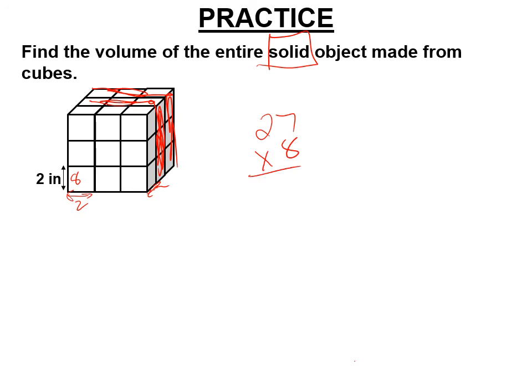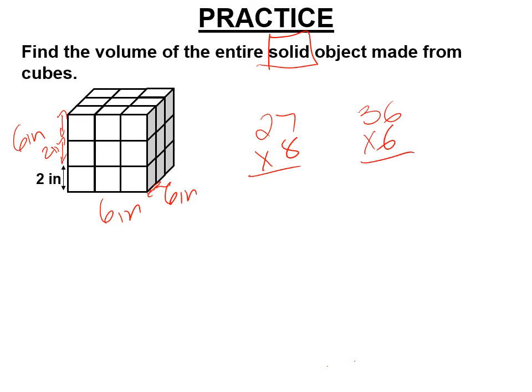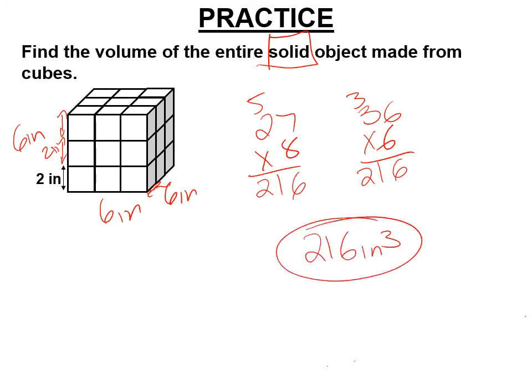Another way to realize is that if that's 2 inches, then that must be 2 inches, and that must be 2 inches. It means each side of the cube is 6 inches. So you could do 6 times 6, which is 36, times another 6. Both of those should give you the same answer. Let's see, 8 times 7 is 56. 8 times 2 is 16, plus 5 is 21. 6 times 6 is 36. Yep, both of them get the same answer, 216 cubic inches of volume.